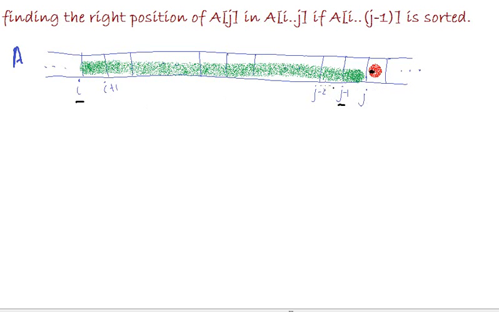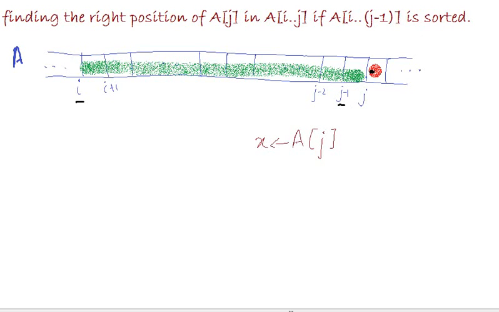The phrase right position here means the position in which A[j] should be placed in A[i to j], so that A[i to j] is a sorted array. Let us store the value of A[j] in a variable named x. So we write x is updated by A[j].